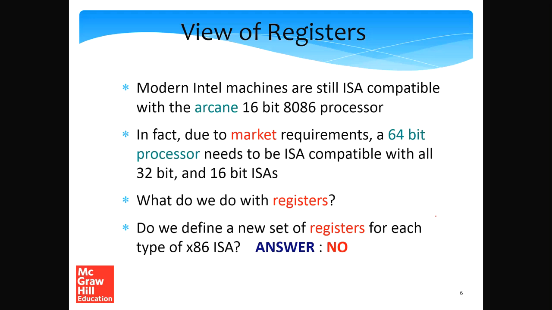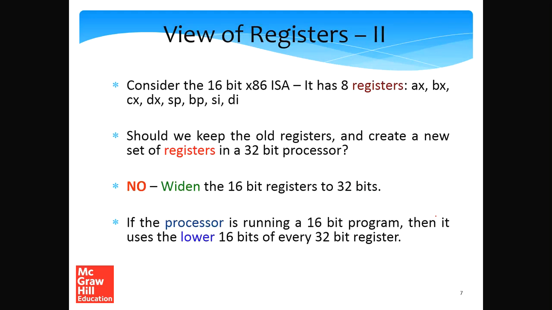So the question is, what do we do with our set of registers? Do we have a separate set of 16-bit registers, a separate set of 32-bit, and a separate set of 64-bit registers? Is this a good idea? It's probably not a good idea because we don't have that much space inside the processor, and because of performance constraints, it's not what we should be doing. So we should definitely not define a new set of registers for each kind of ISA, and that's a bad idea, so we have to look for a better idea.